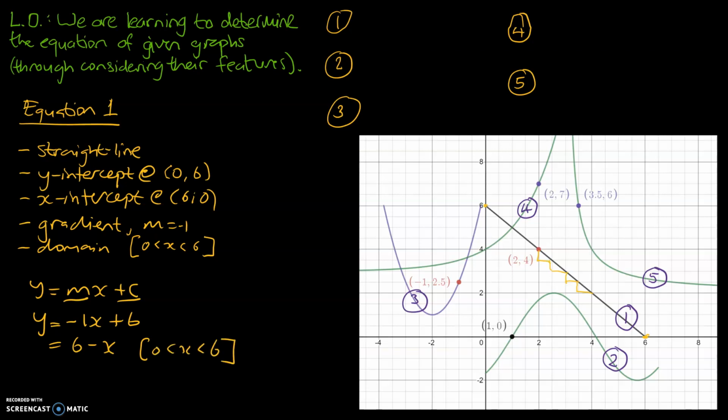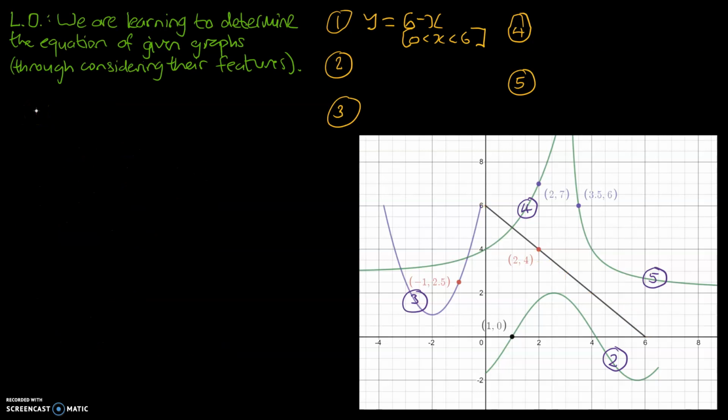So let's write that on our formula list. So equation 1, y is equal to 6 minus x with a domain that sits between 0 and 6. So that's equation 1 done. I'm now going to pause the video. I'm going to clear our working to date, and then we're going to shift on to question 2.